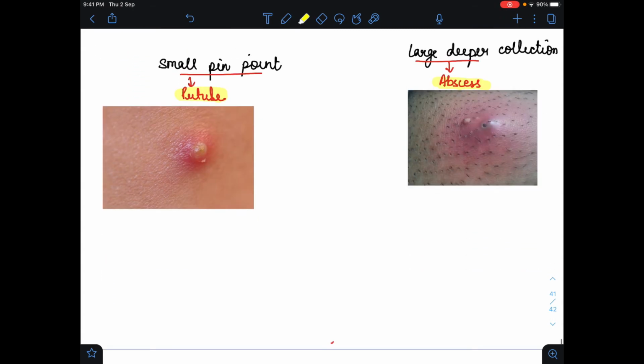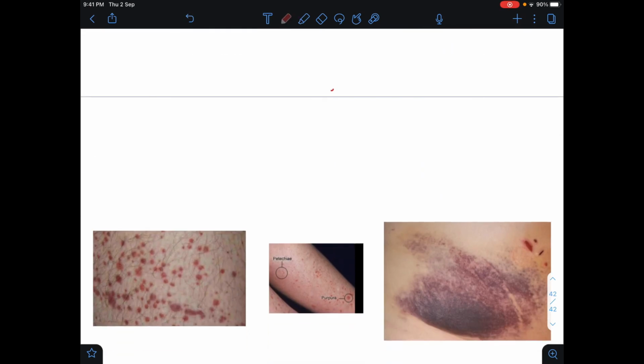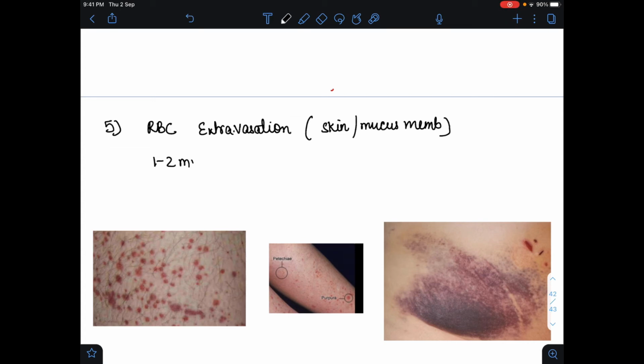Now next is the fifth type. In the fifth type we have the RBC extravasation. So in RBC extravasation, it is either on the skin or on the mucous membrane. If the RBC extravasation is between 1 to 2 mm in range, then it is known as petechiae. If they were greater than or equal to 3 mm, then they were known as purpura.